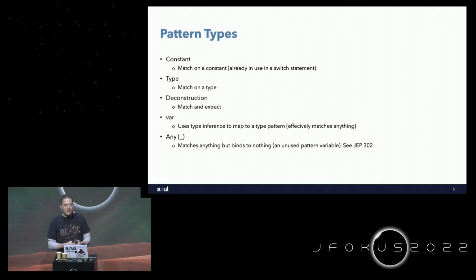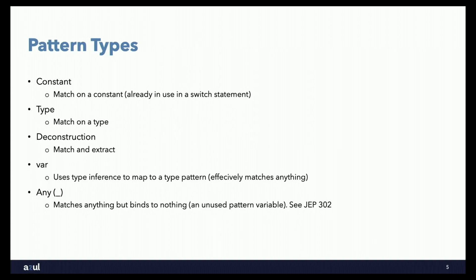Then we have the idea of a var pattern, which uses type inference in the same way that JDK 10 introduced the var to the Java language. We can make use of that within a type pattern and effectively match anything. Again, we'll talk about that as we go through. And then the last one we're going to talk about in this presentation is the any pattern, an underscore. So that matches anything in the same way that a var would, but in this case, it binds to nothing. And again, so it's an unused pattern variable. We'll see an example of that later on.